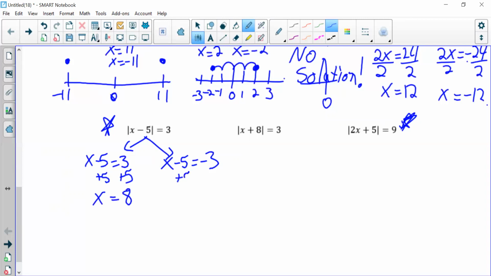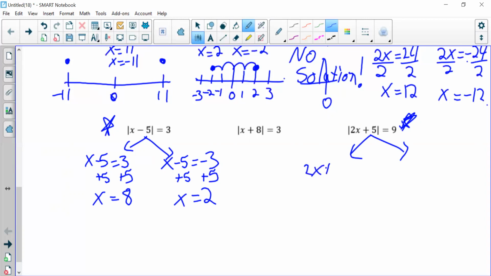Add 5 to both sides here. X equals 2. All right. Now let's do this last one because it's a little more complicated just because of that 2x. So first, once again, split it apart. Don't try to do anything until you split it apart, all right?